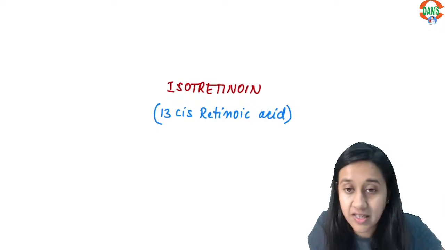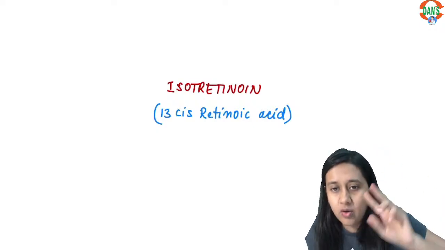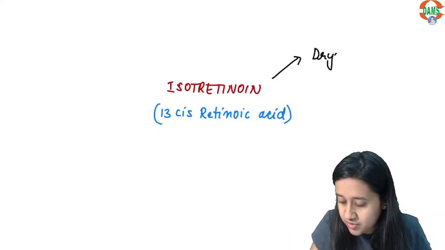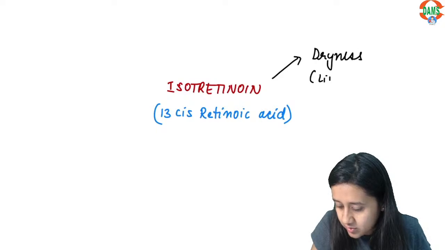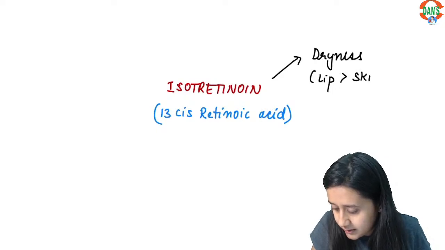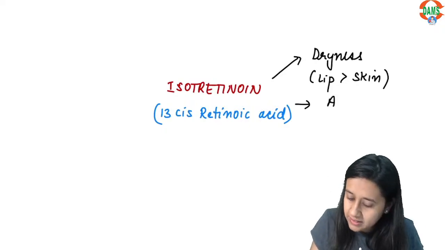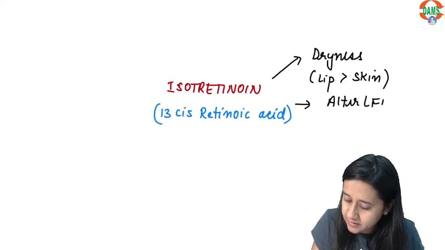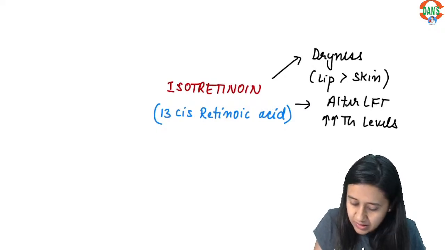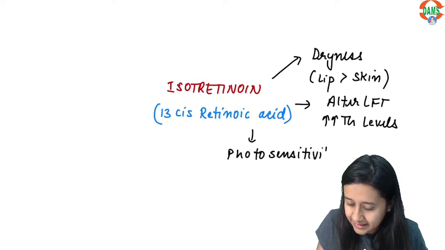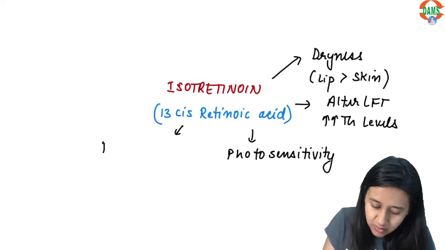If anybody has taken isotretinoin, just 1 or 2 capsules induce a side effect which is dryness. It starts over the lip and it goes on the skin. So dryness is one of the common side effects. It alters the liver function test. It increases the triglyceride levels. It causes photosensitivity, and that is why, if you have noticed, dermatologists give this drug at night. It causes pseudotumor cerebri.